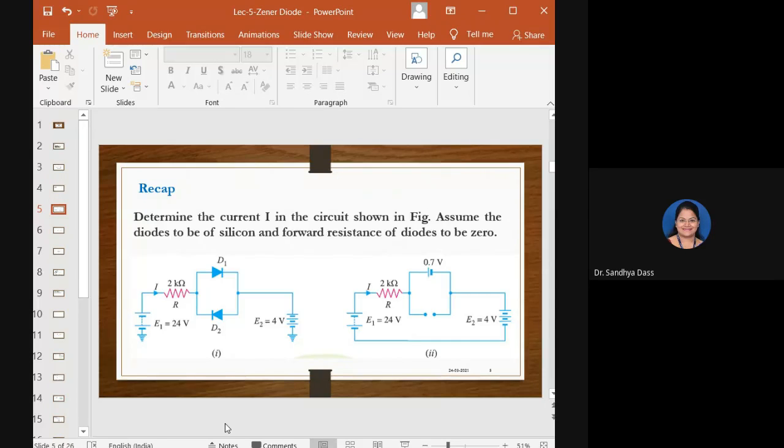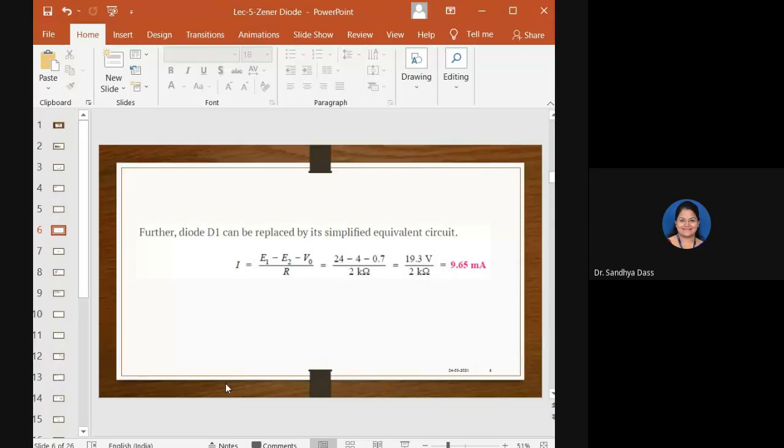Yeah, you have to do it yourself. I gave you the KVL already. You have to substitute values. All right, fine, good. Yeah, correct. So those who are not able to understand what I narrated, you can quickly copy that. So current will be 9.65 milliamps.